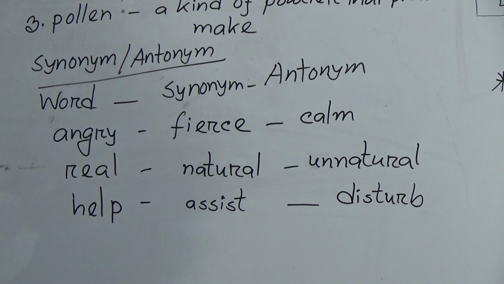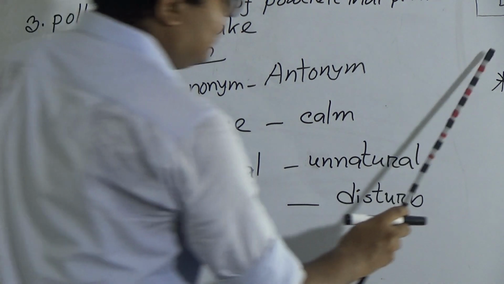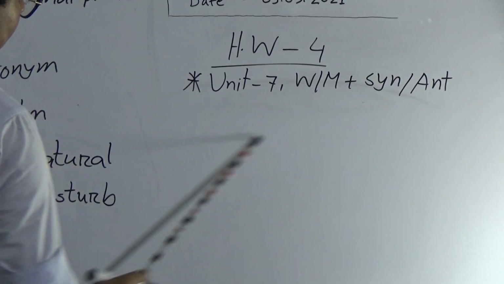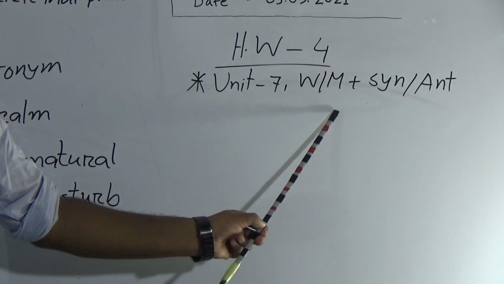So let's see our today's SW. SW4, Unit 7, word meaning plus synonym antonym.